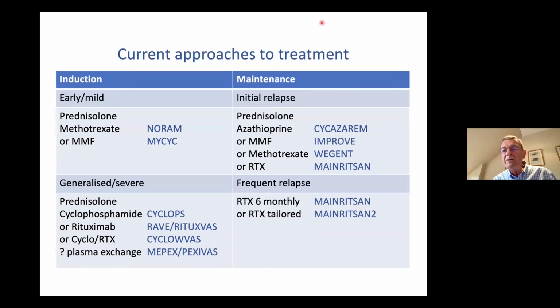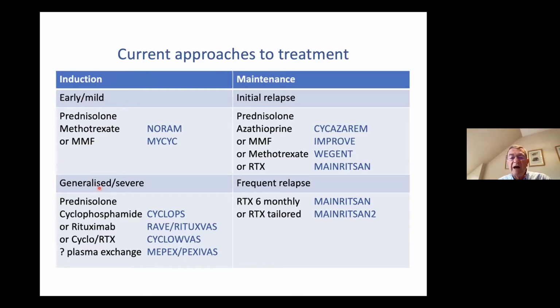So bearing those trials in mind, what would be my recommendation for current approaches to treatment? So for early or mild disease, prednisolone together with either methotrexate, I particularly prefer methotrexate for the upper respiratory disease, or mycophenolate mofetil, as in the MyCyc trial. And that would avoid the use of cyclophosphamide, but only in early or mild cases.